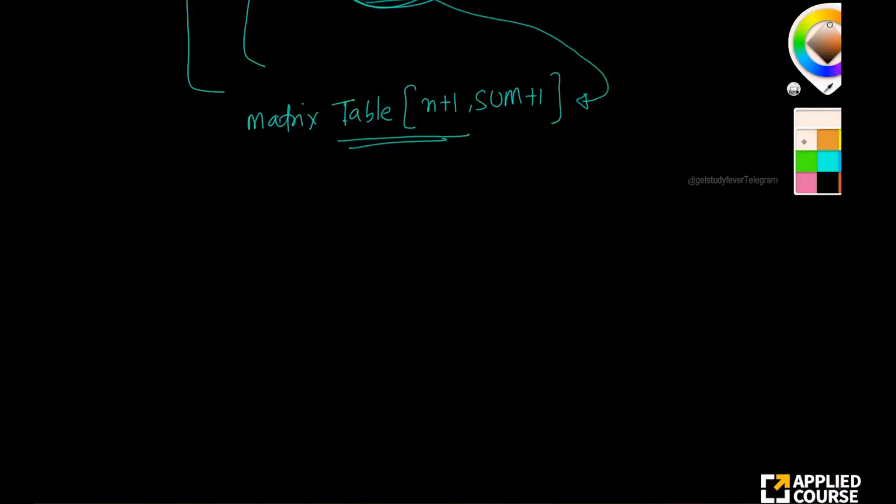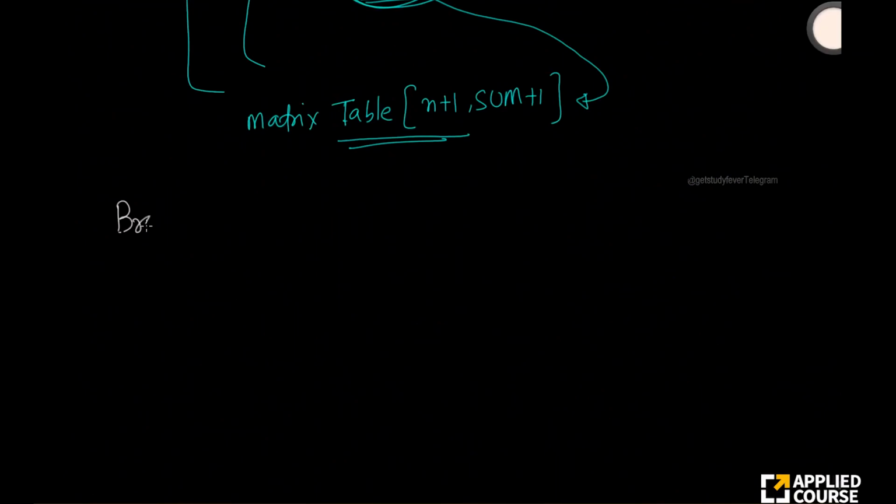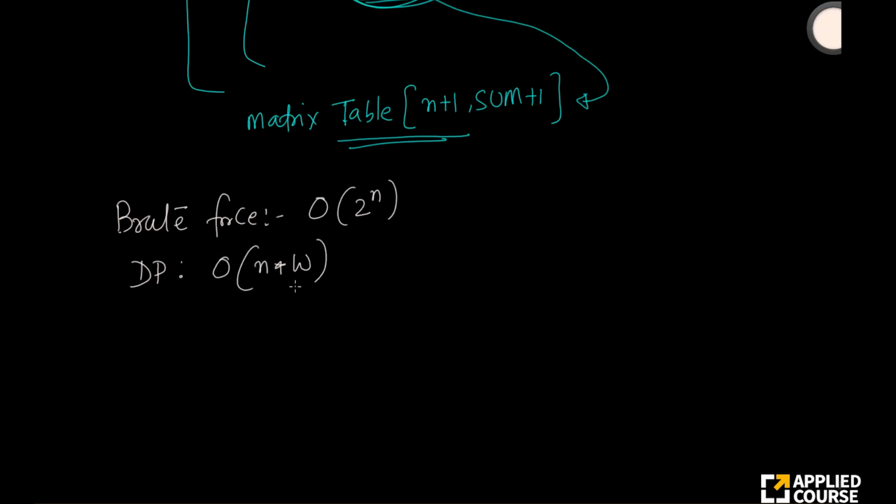Why is that concerning? What happened to our brute force? What was our brute force time complexity? Brute force time complexity was order of 2^n, just to generate the sets. Now, if I use dynamic programming, we showed that we can get it in order of n into w.